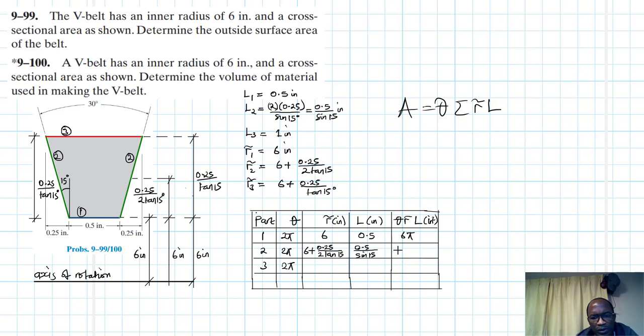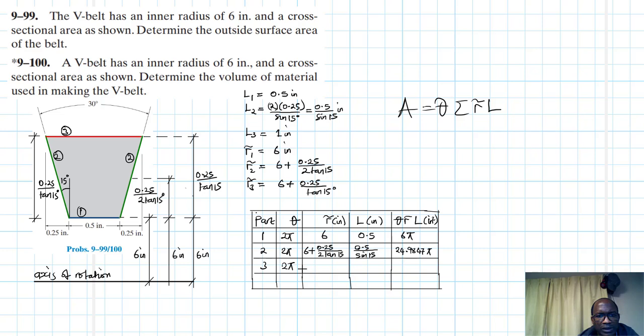Okay, so this gives us 24.9847 pi. I repeat this: 0.25 divided by 2 tan 15 plus 6 times 0.5 divided by sine 15, then times 2. Alright, so that is fine.